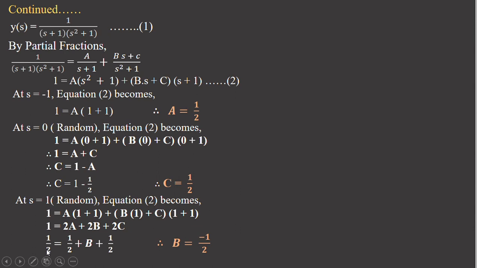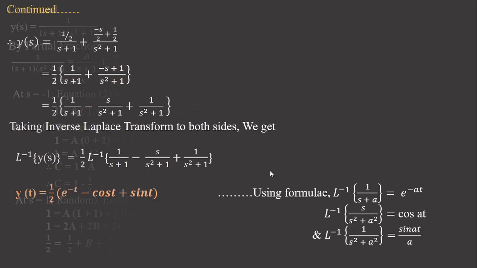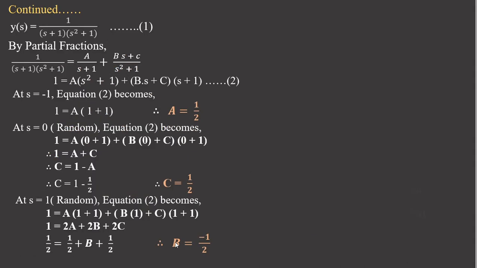The value of A is known. See, A is 1 by 2. C is again 1 by 2. B is yet to find. So 1 by 2 gets cancelled from both sides. B is minus 1 by 2, the value of the third unknown B. So write your partial fractions after substituting the values of A, B and C.